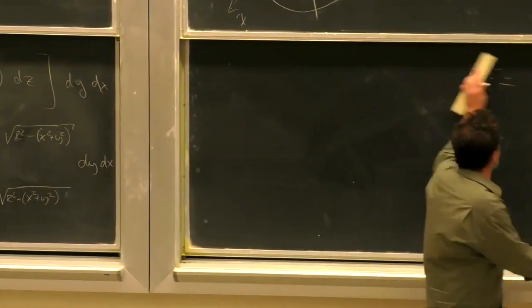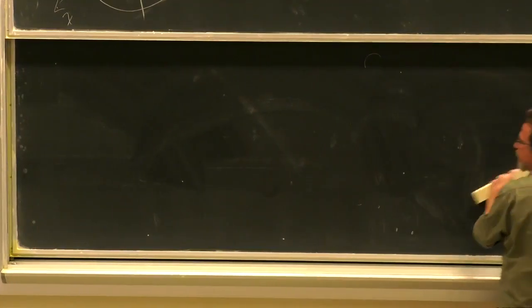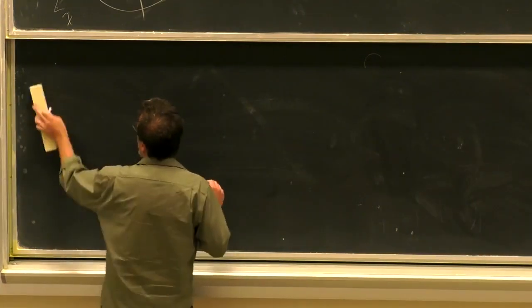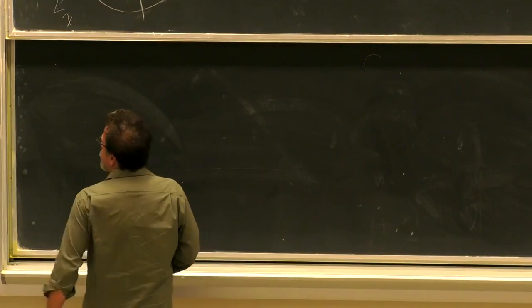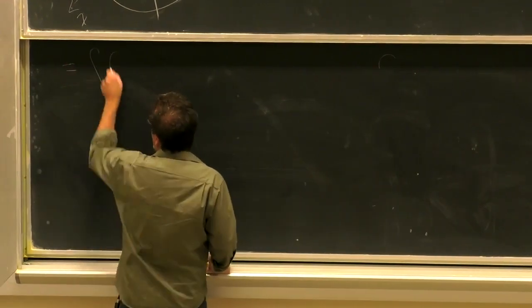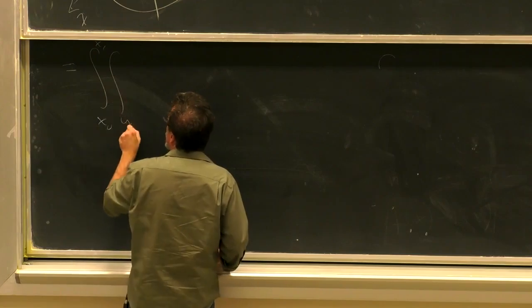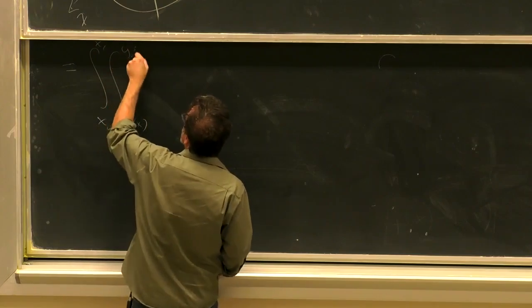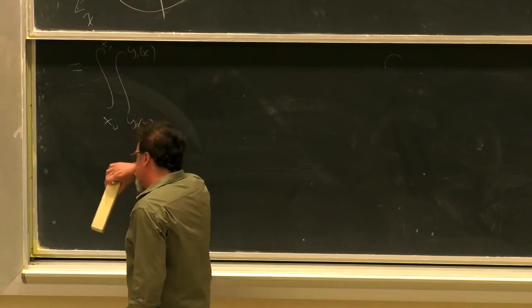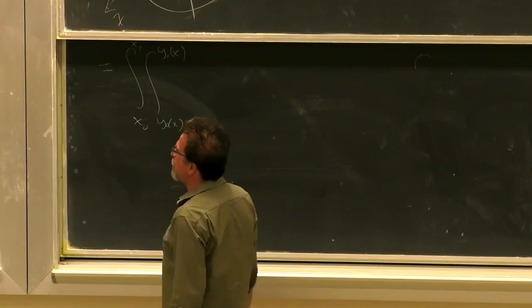So I will continue here. I should remember what the volume of a sphere is after I've erased it. I think I'll be okay with that. So I continue, and I'm left with the integral from x0 to x1, y0 of x to y1 of x. And now we just have to evaluate all of this.